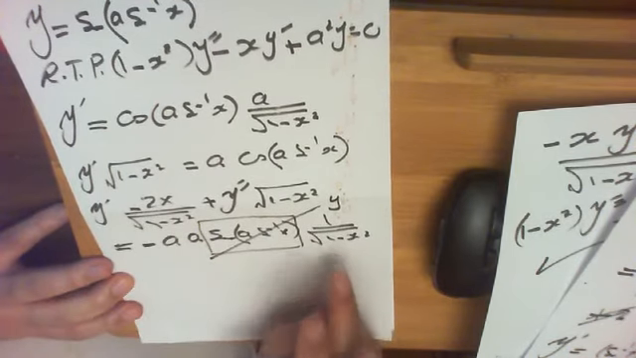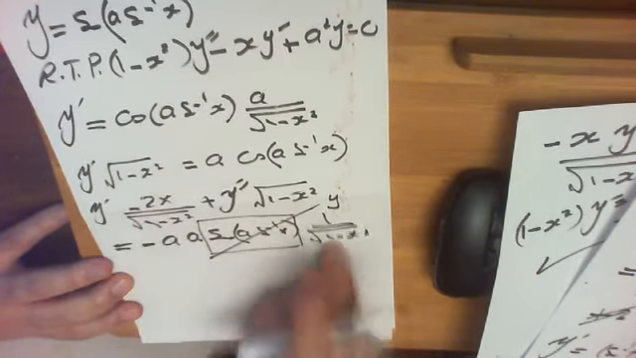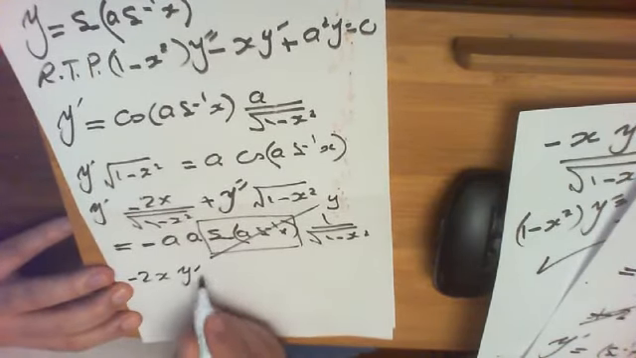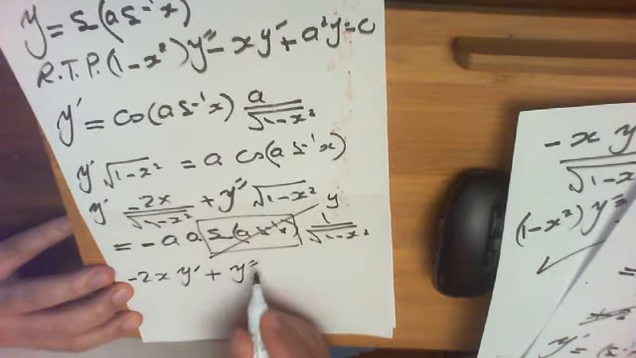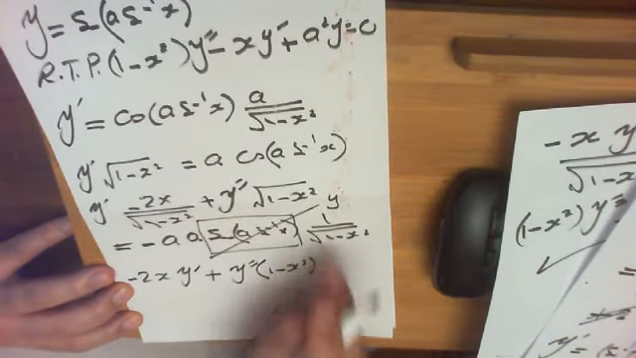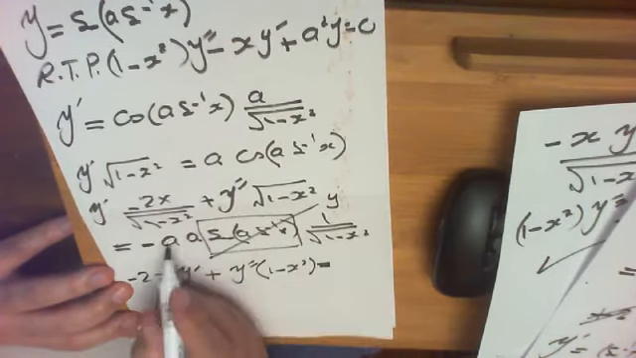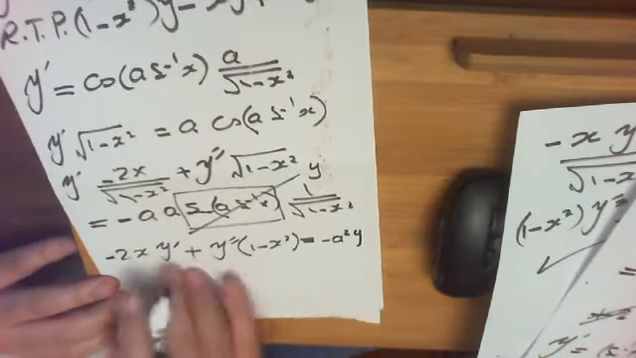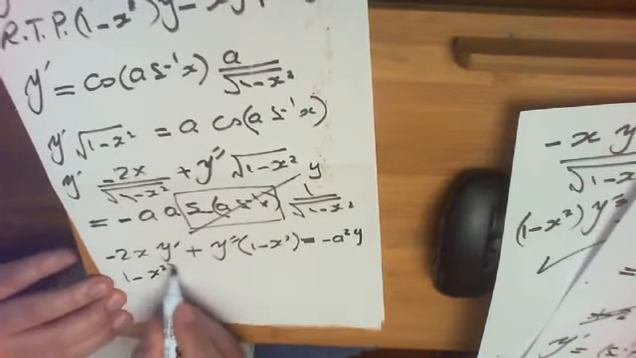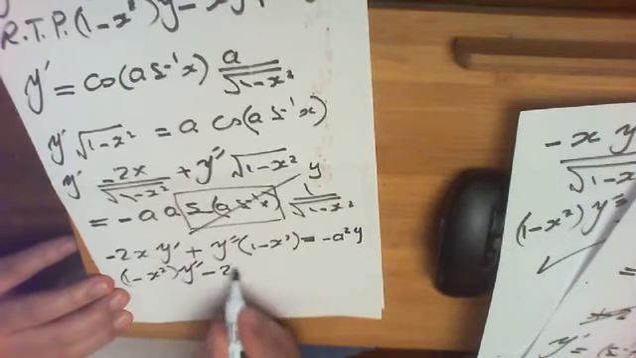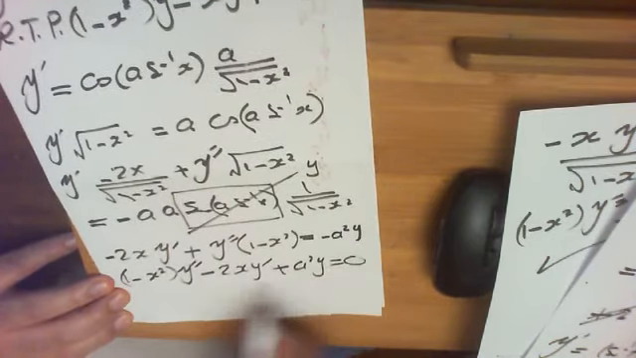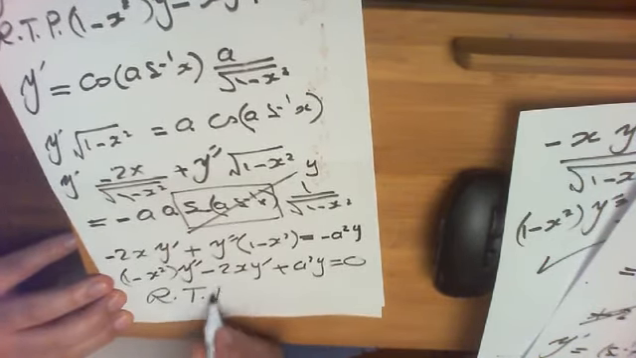Okay, multiply both sides by this root, here and here and here. So we have minus 2x y dash plus y double dashes times 1 minus x squared, because the root times the root equals, the other side, minus a squared y. Okay, rearrange. We will have 1 minus x squared times y double dashes minus 2xy dash plus a squared y equals 0. This is what is required to be proved.